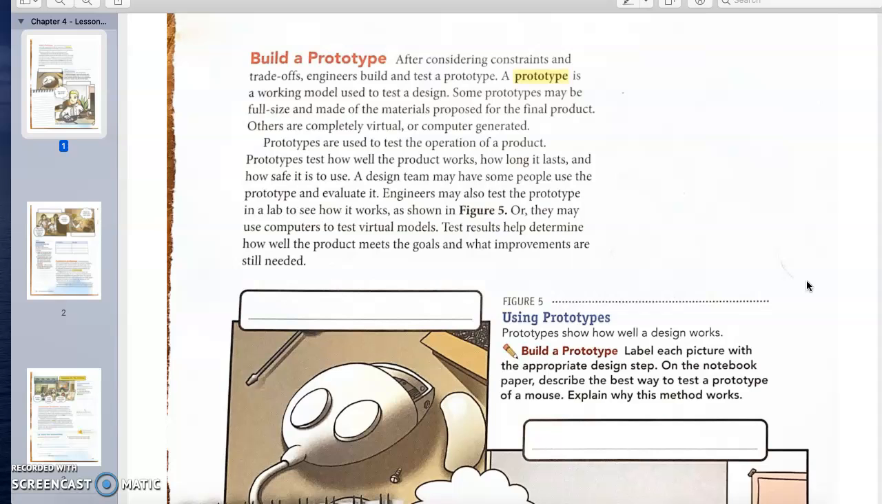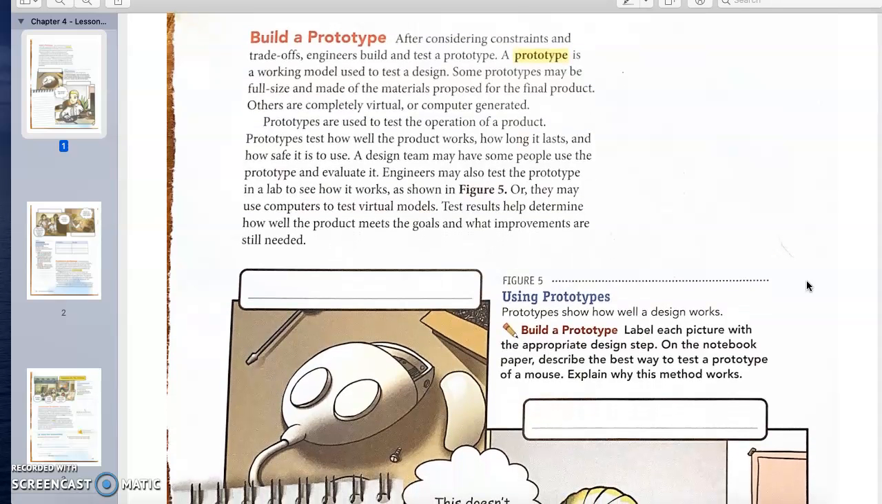So I'm going to start with page 129 where it says build a prototype. Now remember, you want to number your paragraphs. Build a prototype. After considering constraints and trade-offs, engineers build and test a prototype. A prototype is a working model used to test a design. Some prototypes may be full-size and made of materials proposed for the final product. Others are completely virtual or computer-generated.